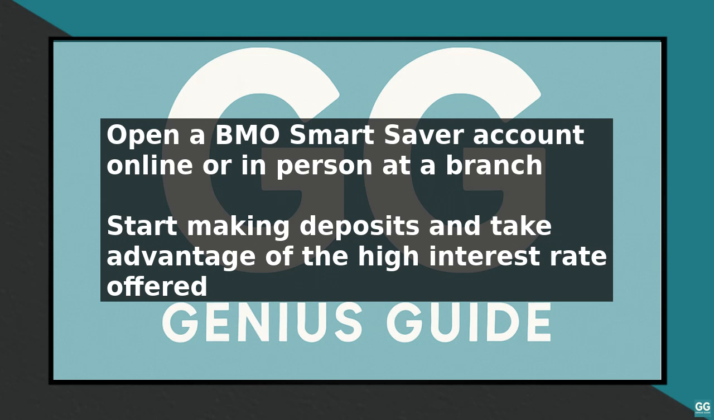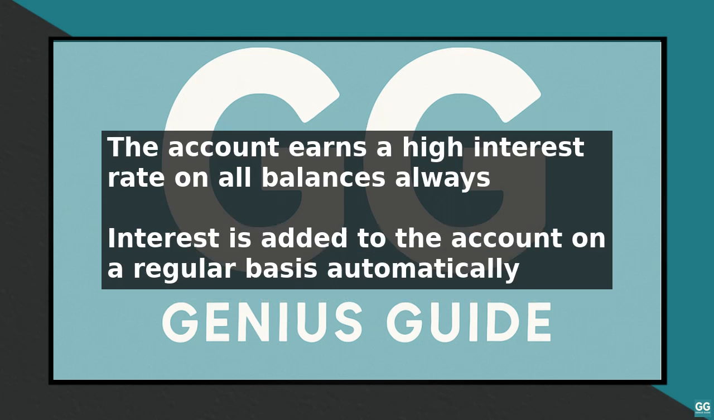The key concept to understand about the BMO Smart Saver account is how the interest rate works. The account earns a high interest rate on all balances, making it an ideal place to save your money. A practical example of how the BMO Smart Saver account works is if you deposit $1,000 into your account, you will earn interest on that $1,000, which will be added to your account on a regular basis.